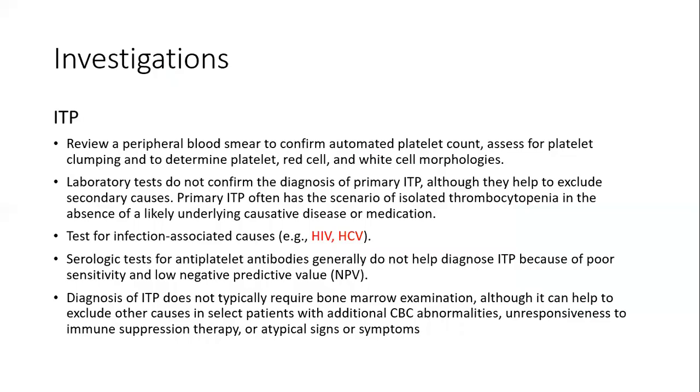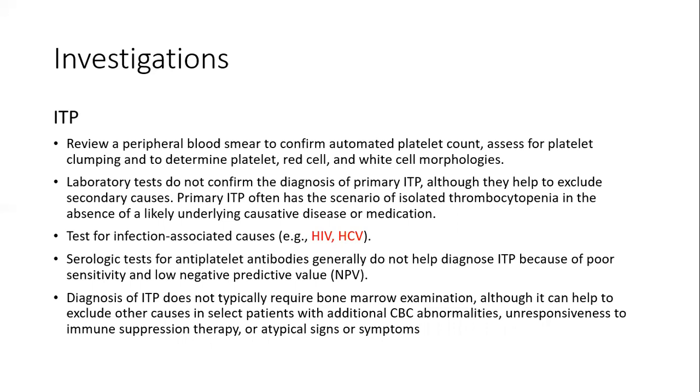Okay, so we'll go to specific investigations in different scenarios. In ITP, so ITP is immune thrombocytopenic purpura, we can send a peripheral blood smear to confirm the automated platelet count, and we can assess for platelet clumping and to determine platelet, RBC and WBC morphologies. Actually, lab tests do not confirm the diagnosis of primary ITP, although they help to exclude secondary causes.